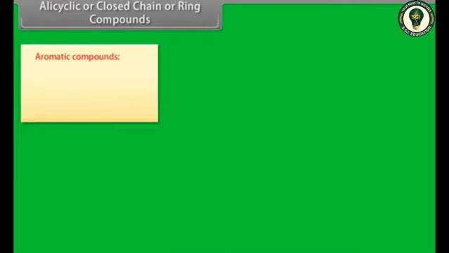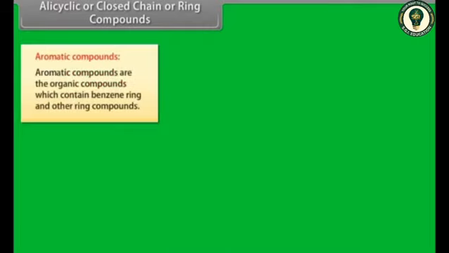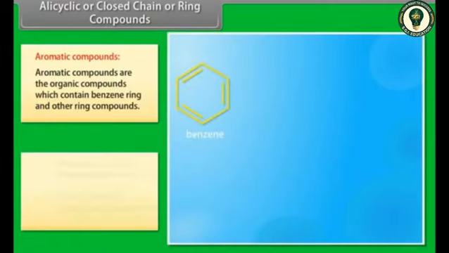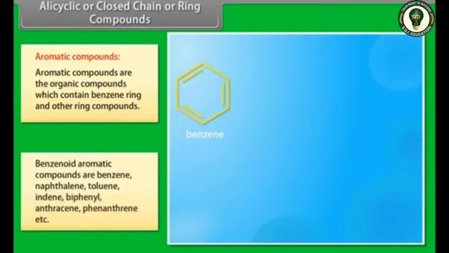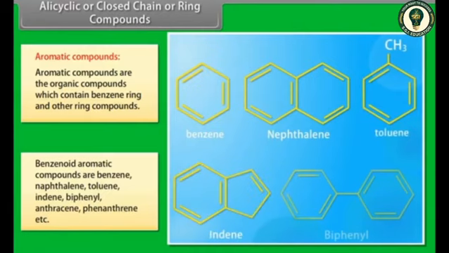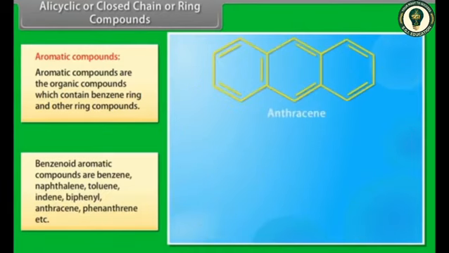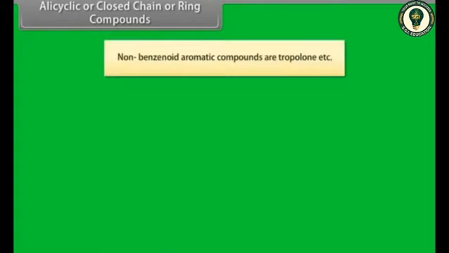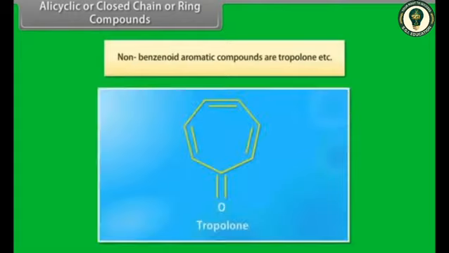Aromatic compounds. Aromatic compounds are the organic compounds which contain benzene ring and other ring compounds. Benzenoid aromatic compounds are benzene, naphthalene, toluene, indene, biphenyl, anthracene, phenanthrene, etc. Non-benzenoid aromatic compounds are tropylene, etc.